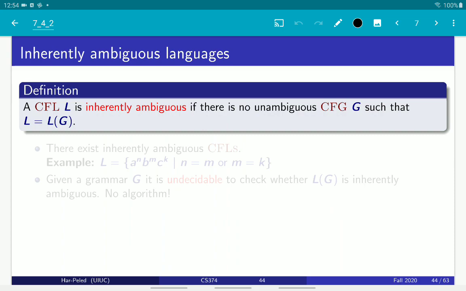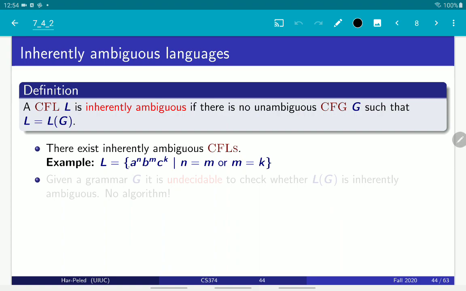But of course, there are situations where you cannot get around ambiguity. There are grammars that are inherently ambiguous. One such language is where we have a^n b^m c^k, where either n equals m or m equals k. First, this is clearly a context-free language because it's a union of two languages. One of them is a^n b^n c*, and the other one is a* b^n c^n. So this language is a union of two context-free languages, so it's context-free.